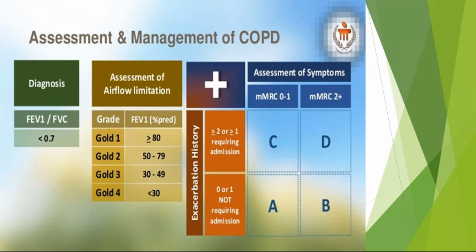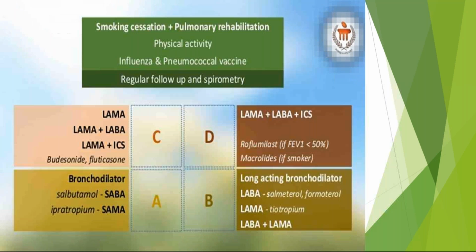Coming to category C, where the patient is having more than 2 exacerbations requiring admission and his breathlessness grade is less than 2. For category C, the patient will be treated with LABA or LAMA, or LAMA plus LABA, or long-acting antimuscarinic agent with inhaled corticosteroids like budesonide, fluticasone. In this group, we will add steroids.